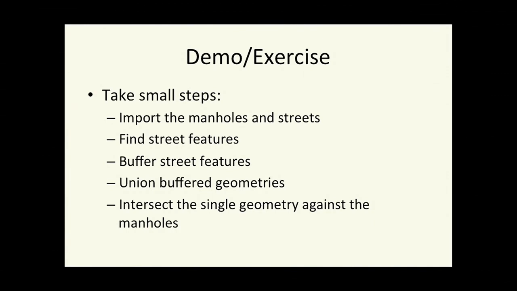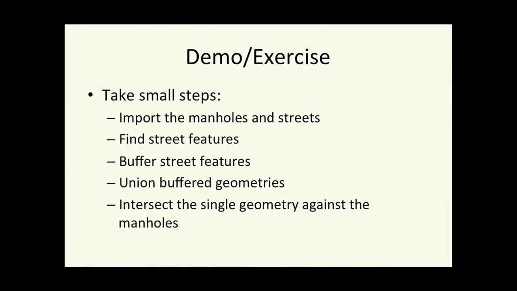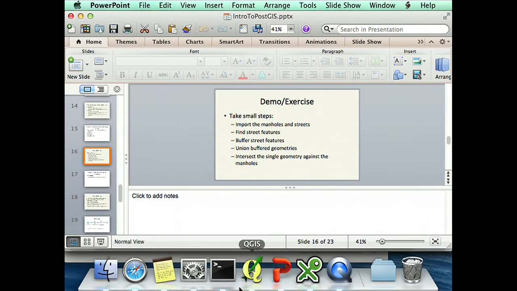So in order to do this exercise, you need to import the manholes and streets. You need to find the street features, buffer the street features, union the buffer geometries into one, and then intersect the single geometry against the manhole covers. So let me give you a quick demo of that as well.